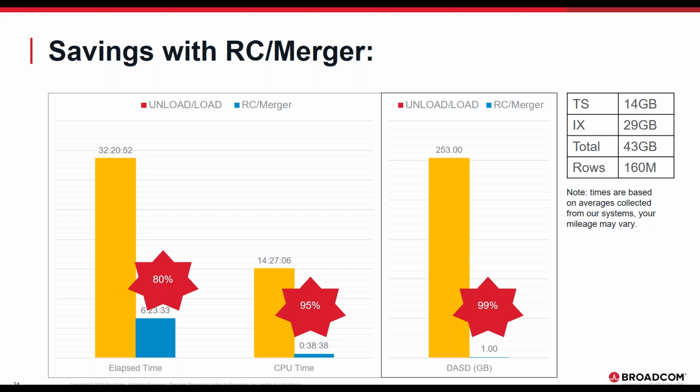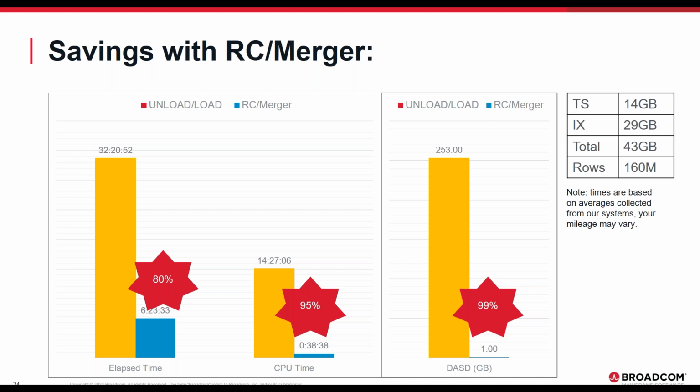Then when we come down to the CPU level, it was taking 1427.06 CPU seconds, and now the same activity has completed within 38 CPU seconds, which is a saving of 95% in CPU usage. And then with the traditional unload and load, how much extra DASD is required for me to do the unload and load processing?